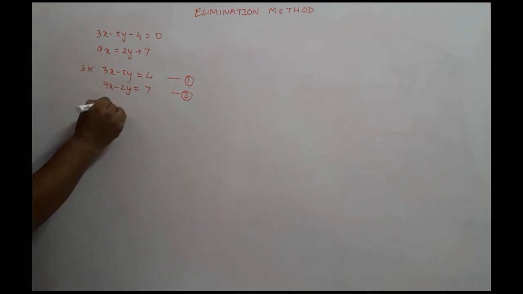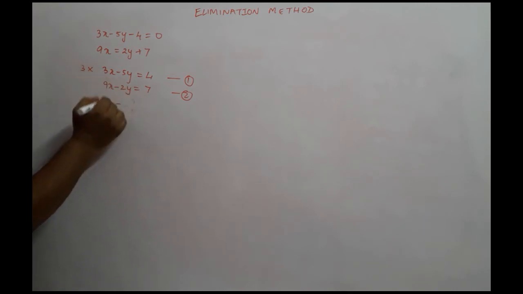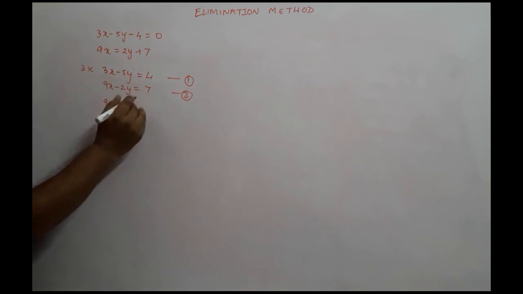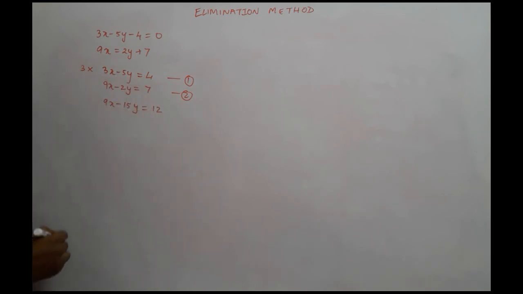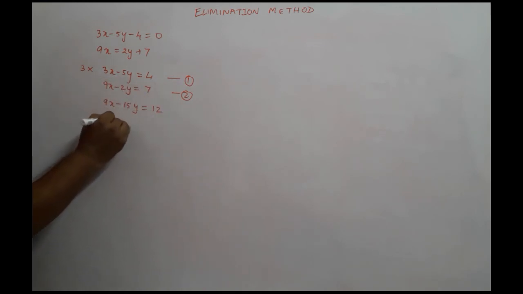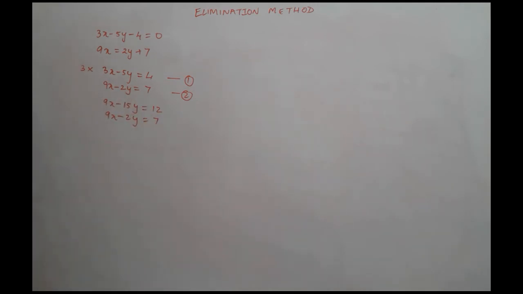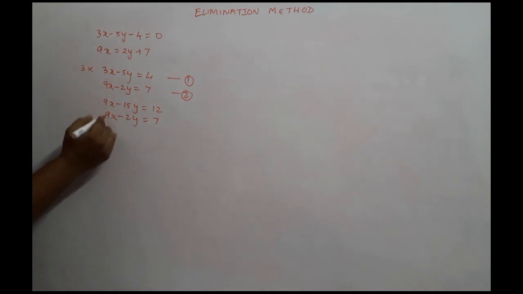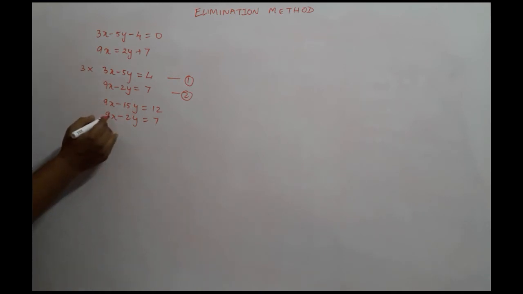So I get 3 into 3, 9x, 3 into minus 5 gives us minus 15y, 3 into 4 gives us 12. We keep this 9x here, minus 2y, so I'm just rewriting equation 2. Now we've got the coefficients the same for the same variable, but both are positive, and in order to eliminate variable x, we need to make sure the signs are opposite.